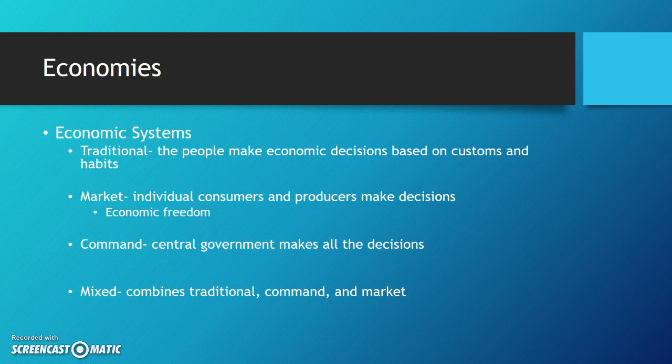So, second core concept is economies. And there are 4 types of economic systems. We have the traditional, where the people make economic decisions based on customs and habits. We don't see this much anymore. This is from like ancient history. So the Indians would be a traditional economy.